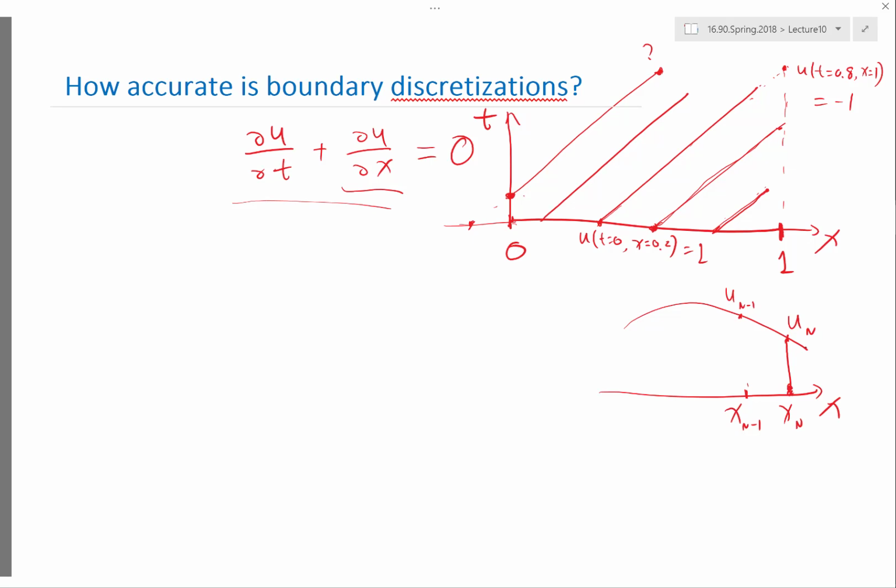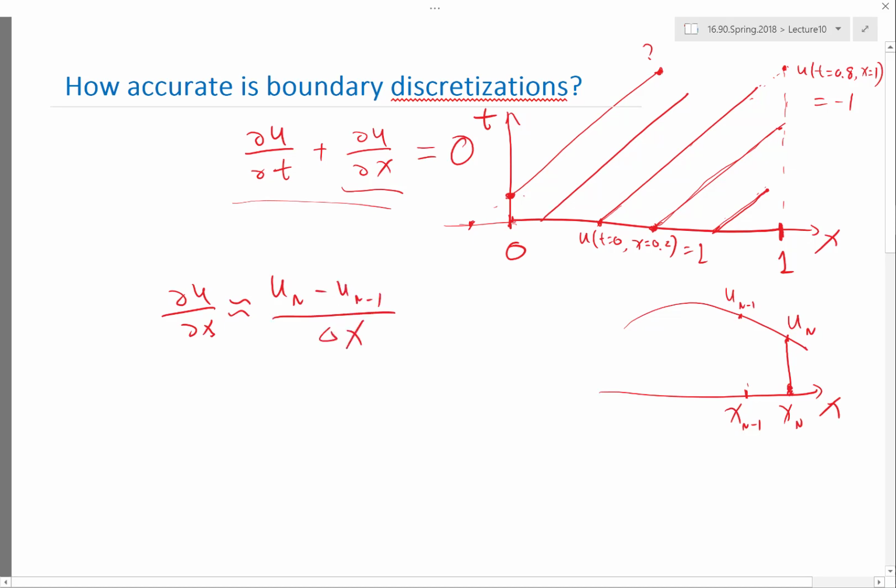Here, we actually don't refer to this as backward Euler because backward Euler usually refers to a time discretization. We can use a backward difference. One way to do that is to approximate it as un minus un minus 1 over delta x. But what order of accuracy does that give us? First order, right?